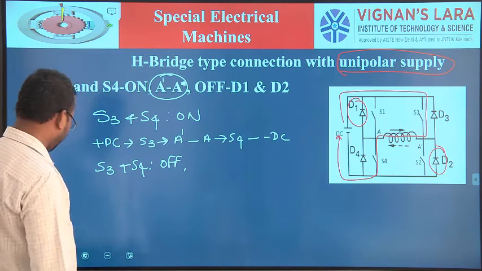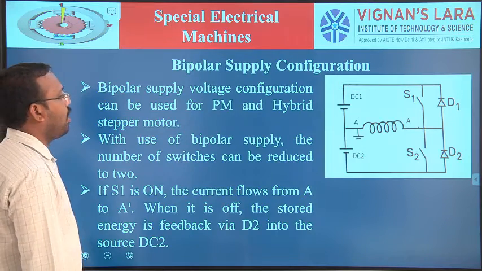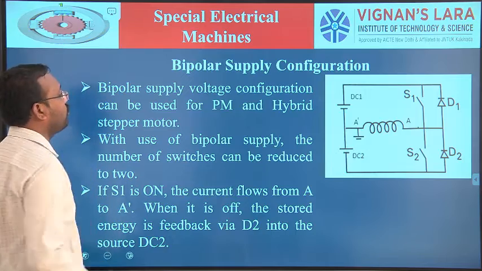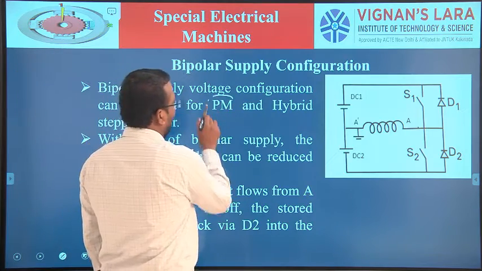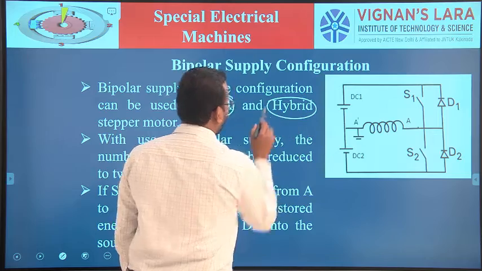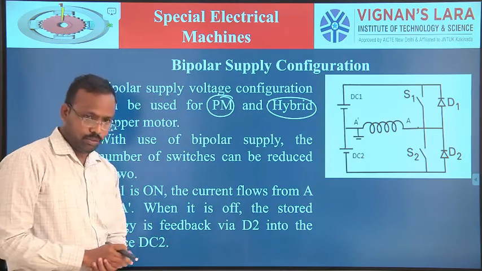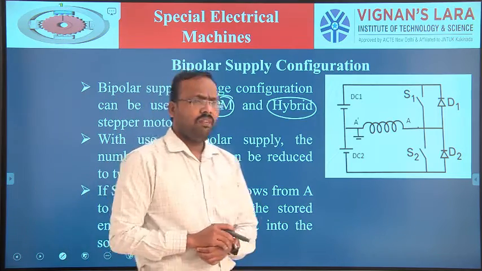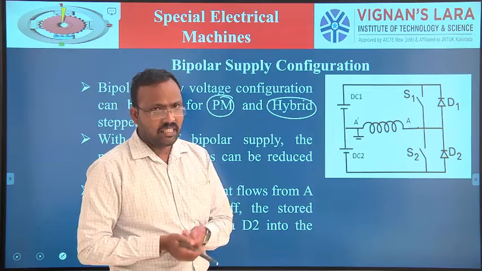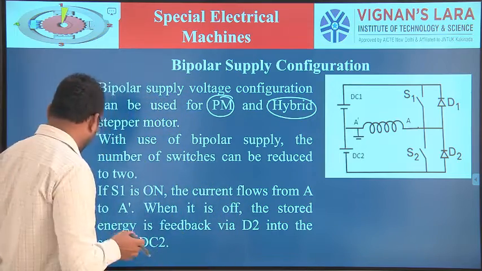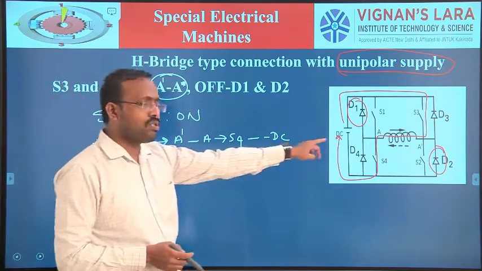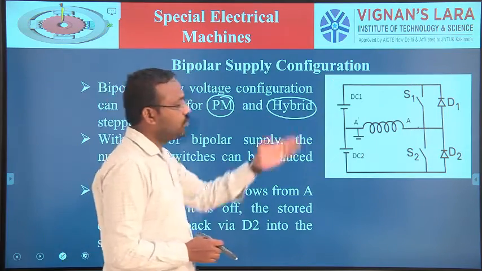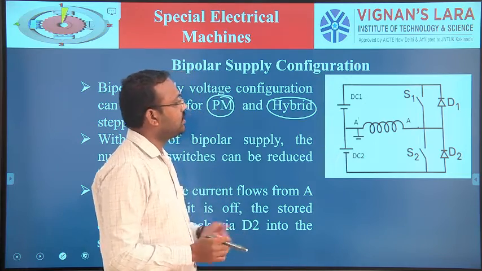So next is the bipolar configuration. This bipolar configuration is mostly used for permanent magnet and hybrid stepper motors. What is meant by bipolar? Bipolar means we have two sources, two batteries. In the previous case, we have only one battery source, so that is the unipolar supply.